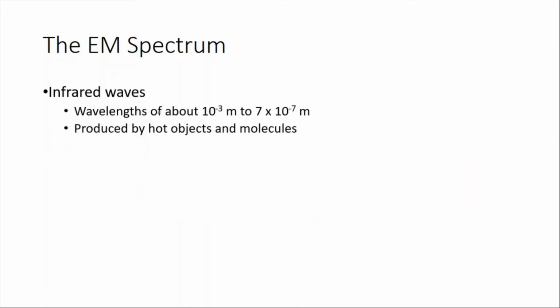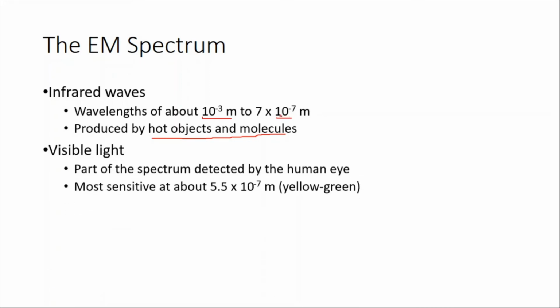And infrared rays, they are produced by hot objects and molecules, and their wavelengths range from 10 to the negative 3 up to 10 to the negative 7. The visible light, as I said, is a very small portion of the electromagnetic spectrum. It is the part of the spectrum detected by the human eye, and the human eye is most sensitive at 5.5 times 10 to the negative 7 meters, and this wavelength corresponds to yellow-green light.